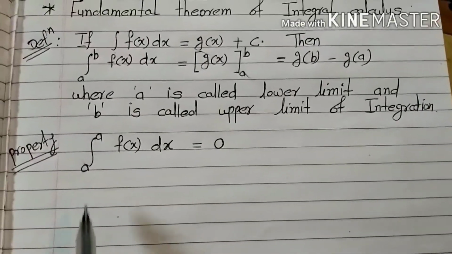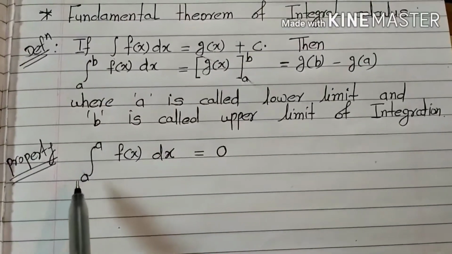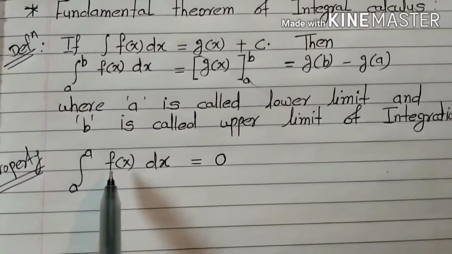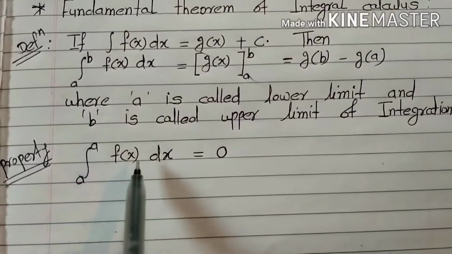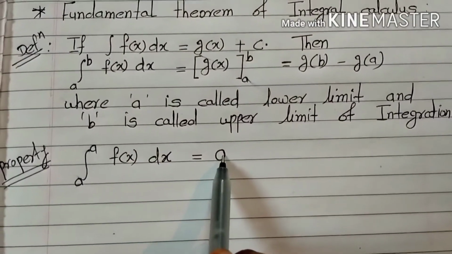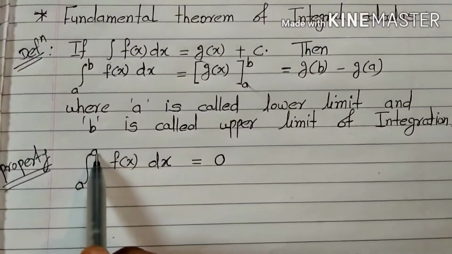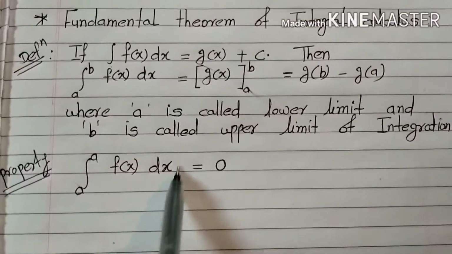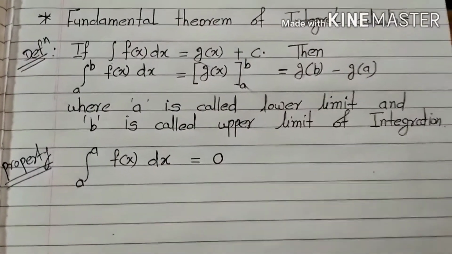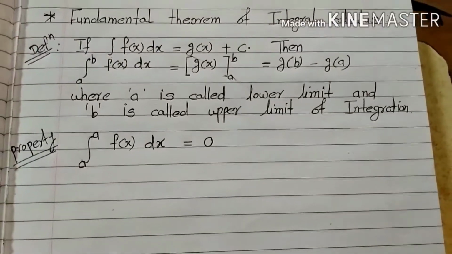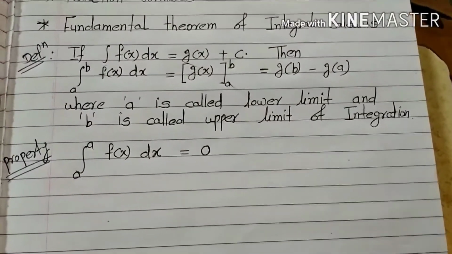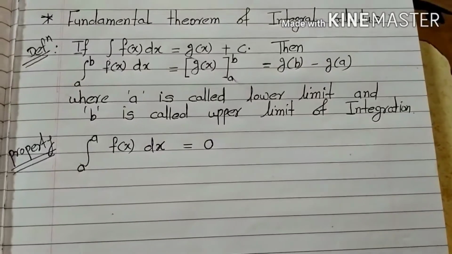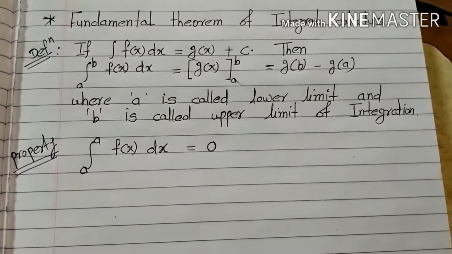Now there is one property of integration. So look at this property. What is that property? Integration of a to a f of x dx is equal to 0. Meaning when the upper limit and lower limit are the same, then our result will become 0. Now there are some examples from exercise 4.2, because 4.1 is deleted from our syllabus.